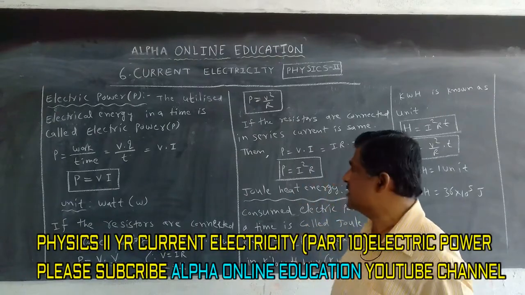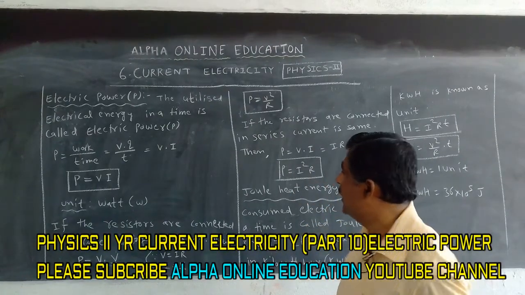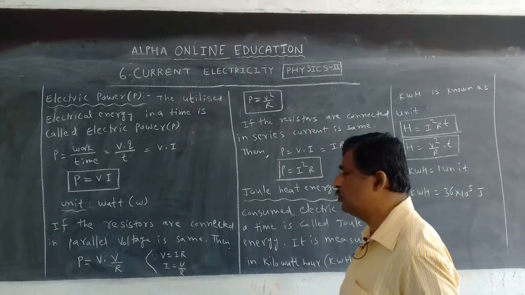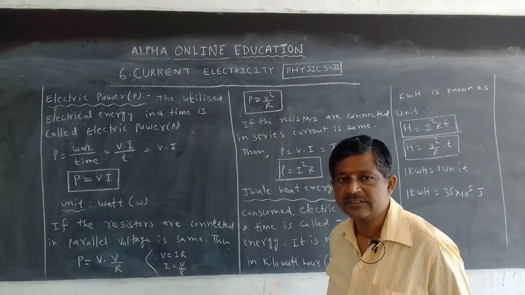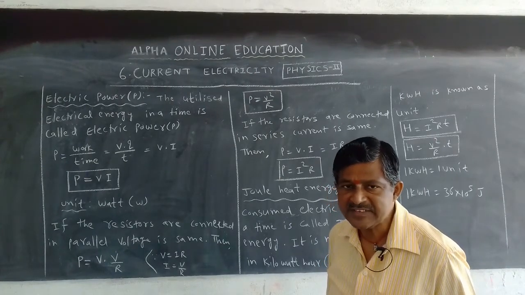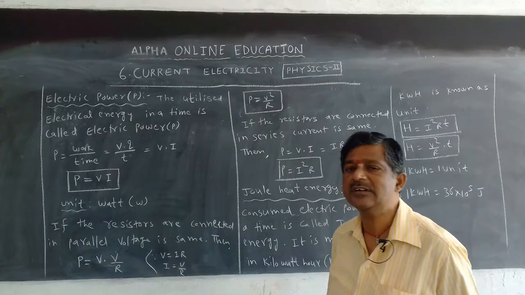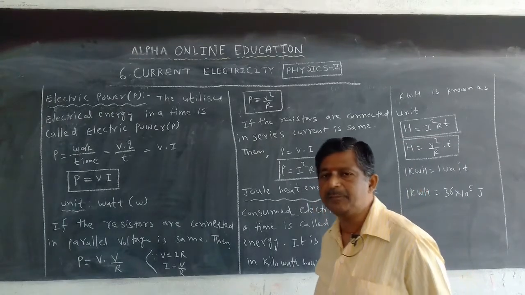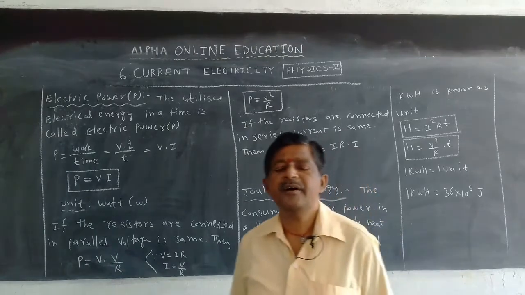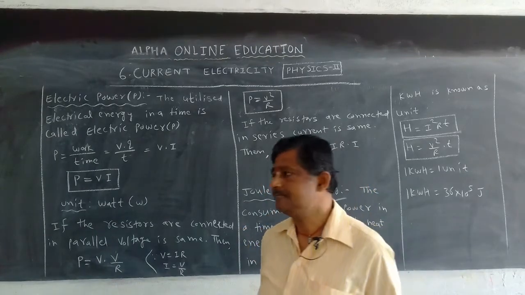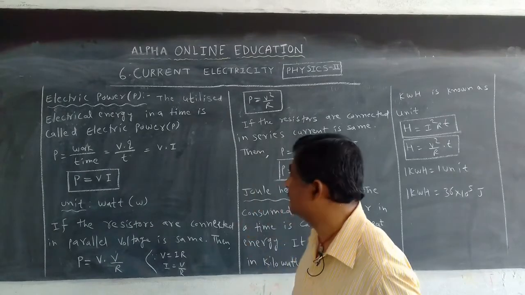We want to discuss electric power and the Joule heat energy equation when current is passing through conductors. Now, electrical power, we know the symbol of it, P. Now, what is electric power?